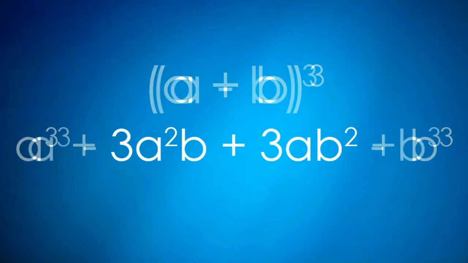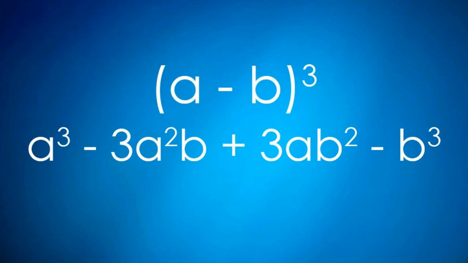The equation (a - b) cubed will be equal to a cubed minus 3 times a squared times b plus 3 times a times b squared minus b cubed. As you can see, if the operation of the binomial is subtraction, the operation of the equation will be positive for the first and third term and negative for the second and last term.